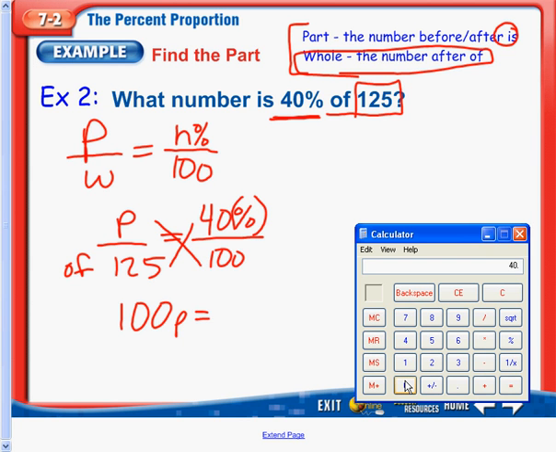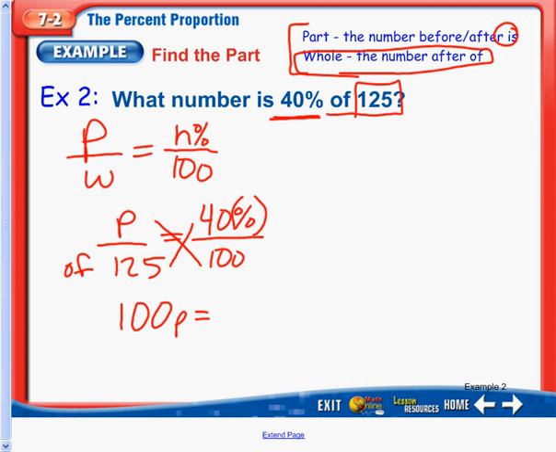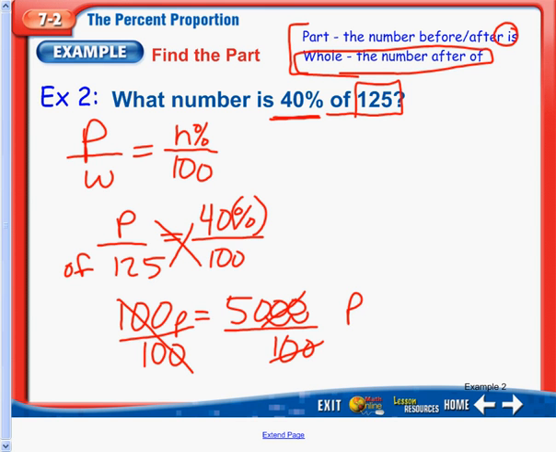Do that in our calculator to get 5,000. So we have 100P equals 5,000. The last step we need to do is divide by the coefficient of 100. Dividing by 100 means we're going to cancel two zeros, or in a sense, take two of our decimal places off. So we're dividing by 100 on both the top and bottom to get P equals 50.